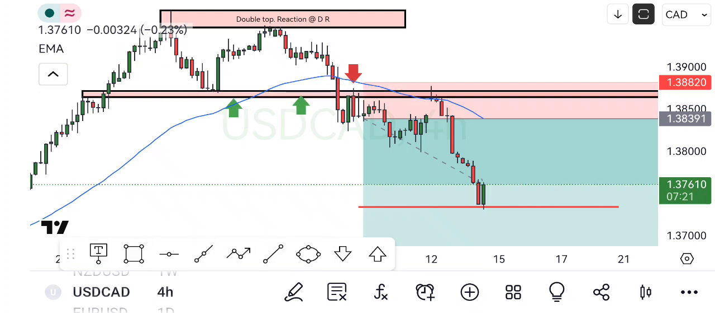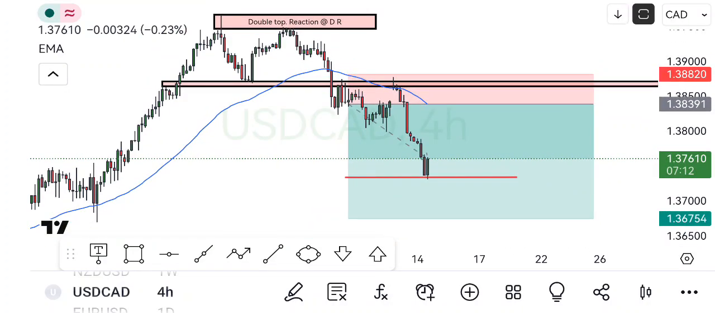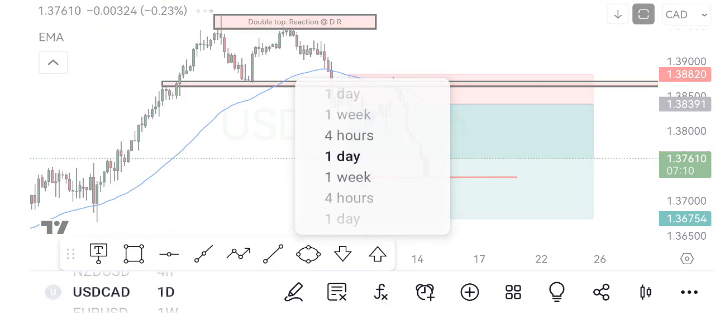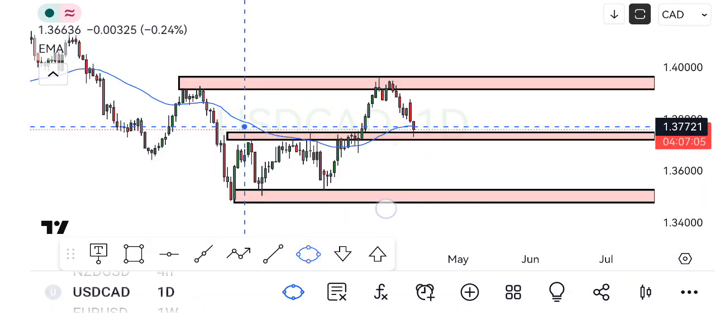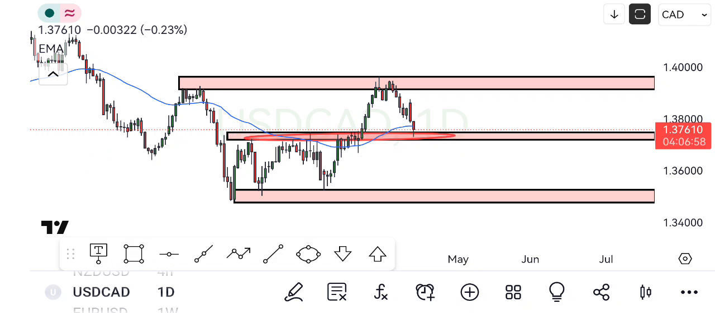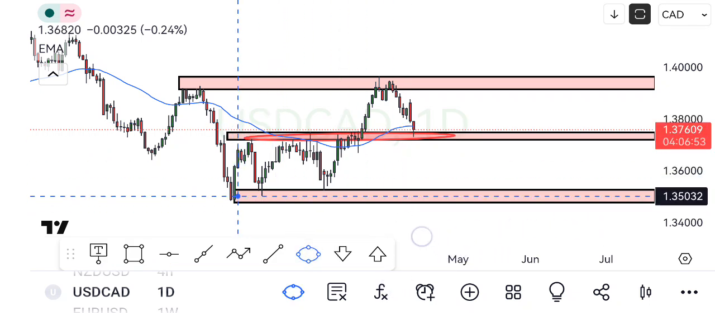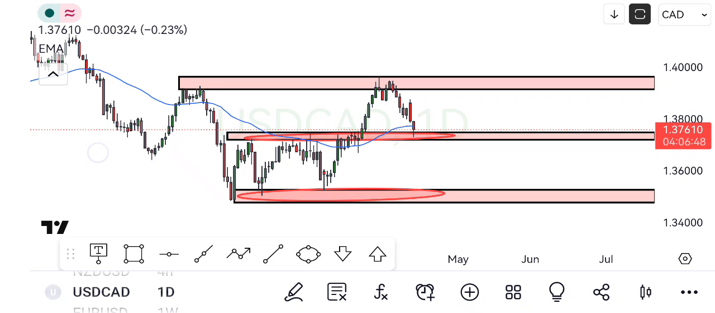In terms of trade management, let me explain how I managed this trade. For the first TP, I went to check for areas on the daily, and then I chose this area right here to be the first area where I'm going to take the first profits. And then this is going to be the second area where I am going to take the last profits, right here on this support.